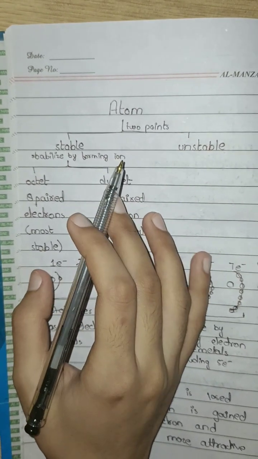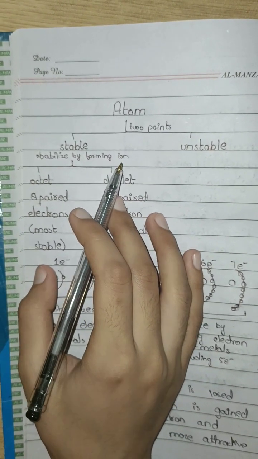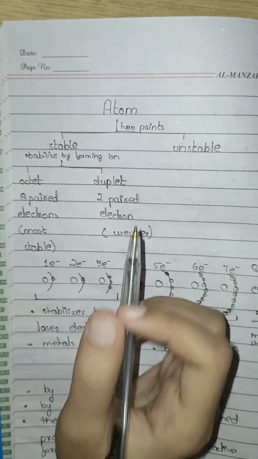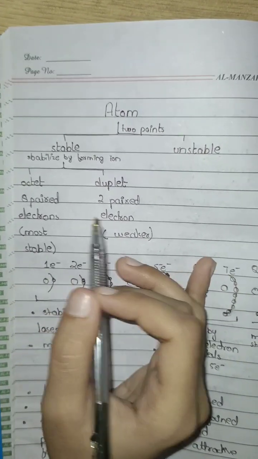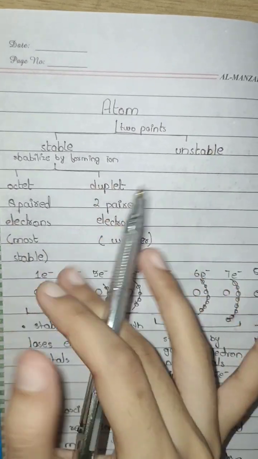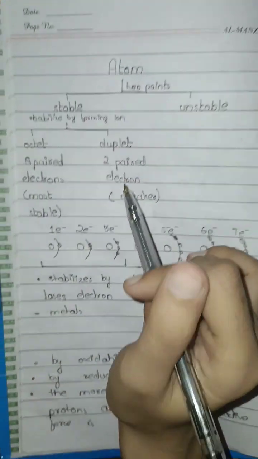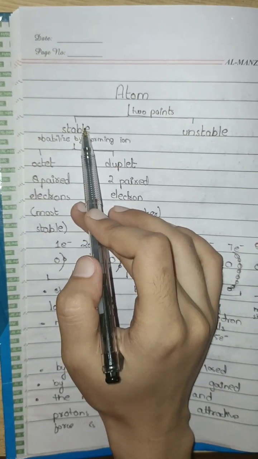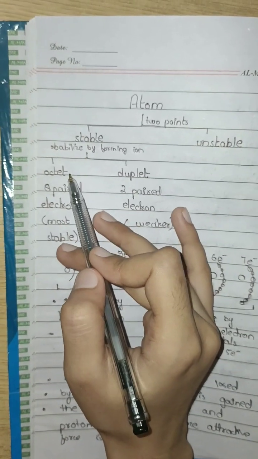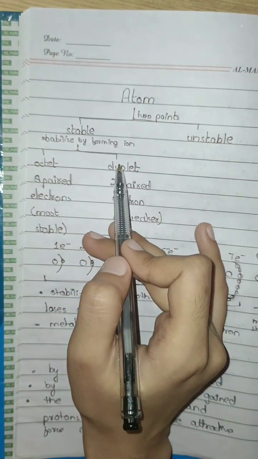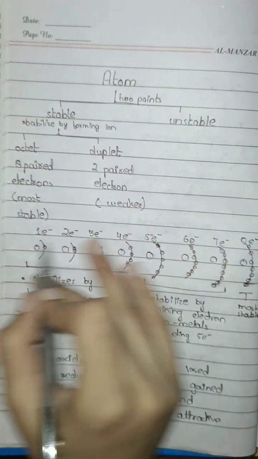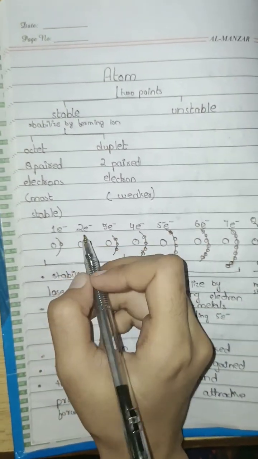Now, what are ions? Ions are the charges on an element. As I have said, an element is always neutral. But if the element loses or gains an electron, it becomes an ion. Now, there are two types of stability stages. The first one is called octet and the second one is called duplet. I will talk about it. Let's first talk about this figure.